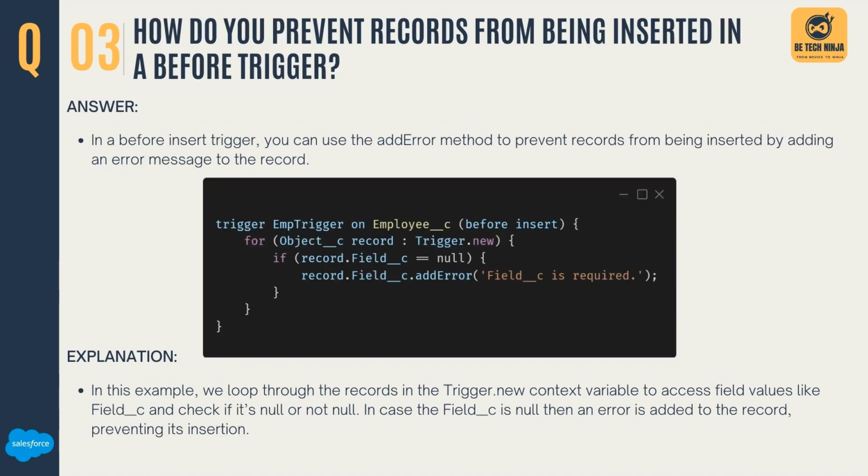Question 3. How do you prevent records from being inserted in a before trigger? You can answer it like, in a before insert trigger, you can use the addError method to prevent records from being inserted by adding an error message to the record.